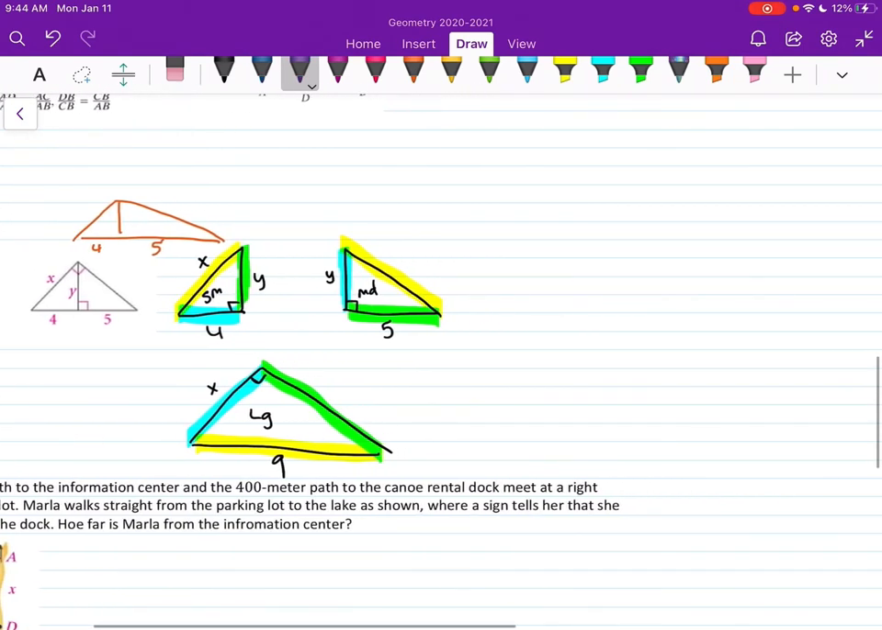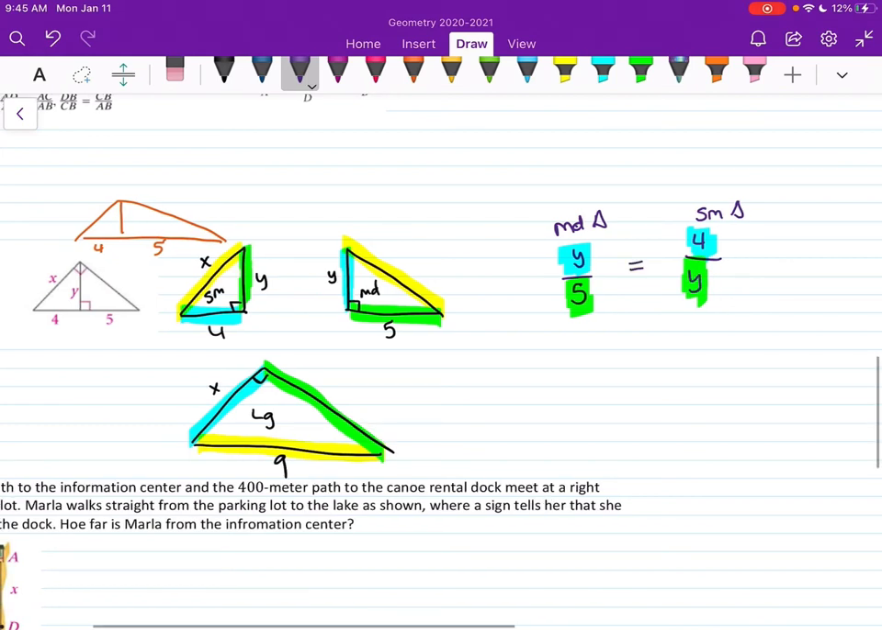So if I compare those, on my medium triangle, if I do y over 5, I have blue over green, okay, on the medium triangle. So now I have to do the same thing on the small triangle. I want blue over green. So my blue side is 4, and my green side is y. Okay, and I should only have one variable there, so then I'm going to go ahead and solve.